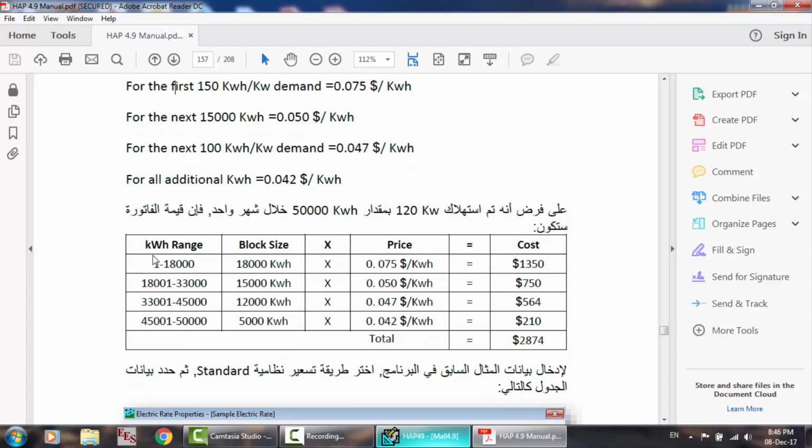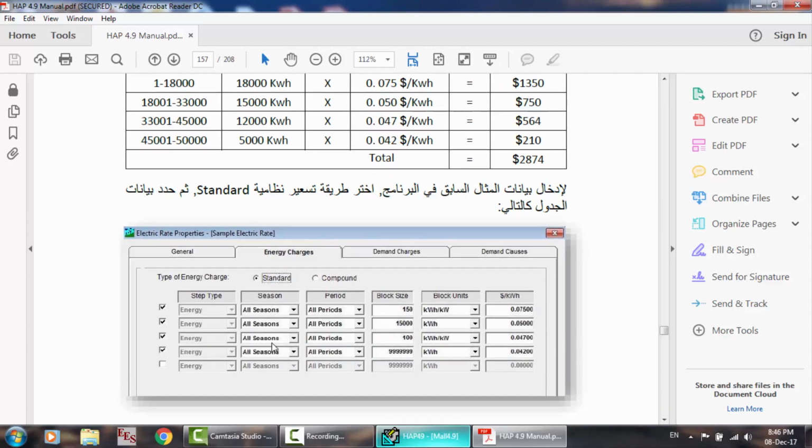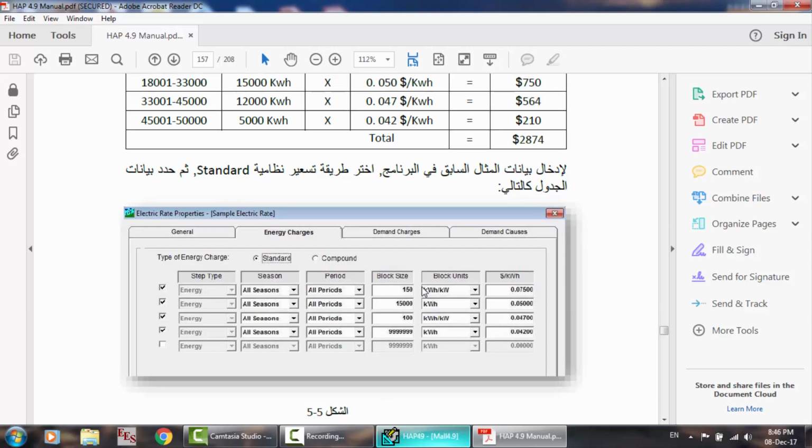So for the bill cost, in this range you have to multiply 120 by this to get the block size, and here is the cost, and the next 15,000 is this cost, and then multiply this by this to get the kilowatt hour, and the additional will be 5,000 kilowatt hour, and here the price. So this is for 1 month, that's why we have here all seasons or periods, and here is the method.